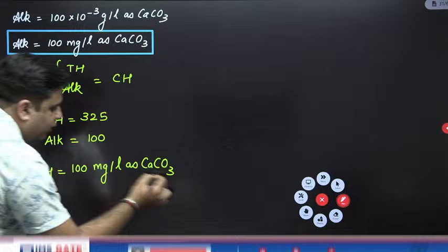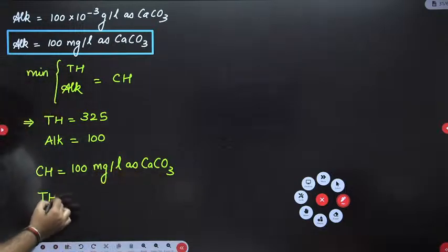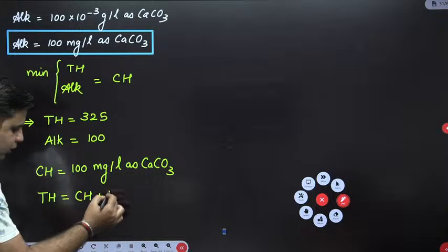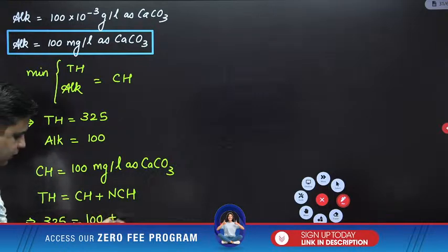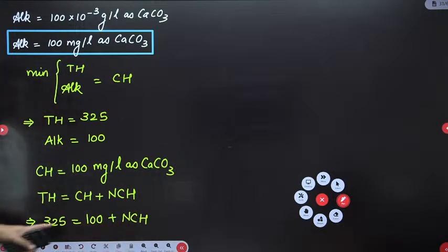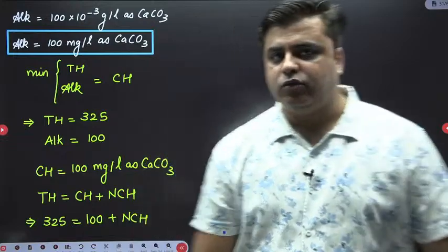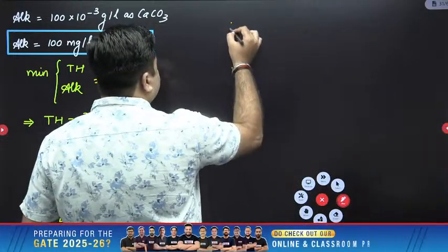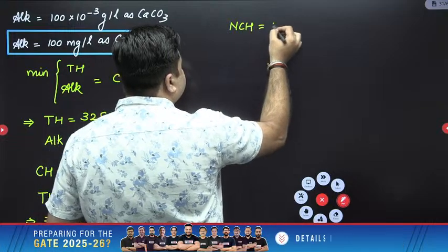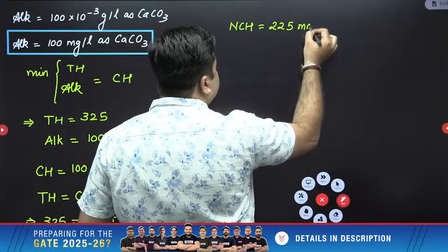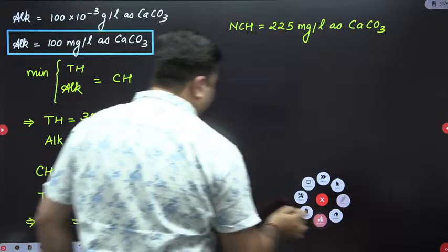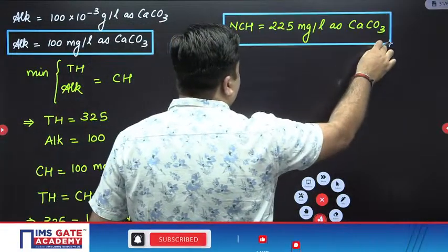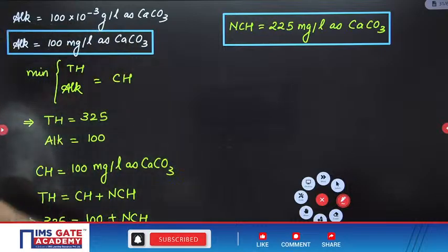Now you know the value of carbonate hardness, you can calculate non-carbonate hardness. So total hardness is the sum of carbonate hardness plus non-carbonate hardness. Total hardness is 325. Carbonate hardness is 100 plus non-carbonate hardness. So non-carbonate hardness will be 225 milligram per liter as CaCO3. So this will be the value of non-carbonate hardness. So in the question you need to find out the total hardness and the non-carbonate hardness. So this is how you need to proceed.